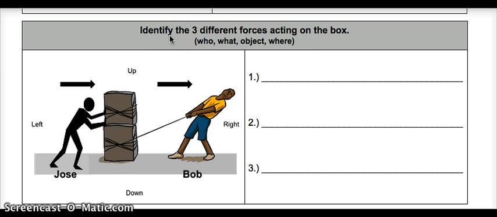The next part of your test says, identify the 3 different forces acting on the box. Who, what object, where. You have the boxes. Jose is right here. Bob is right here. The boxes are going towards Bob. You have different directions listed to help you out. There are 3 forces acting on the box. Who is doing what, to what object, and where. Press pause to fill all of these in. Press play when you're done.